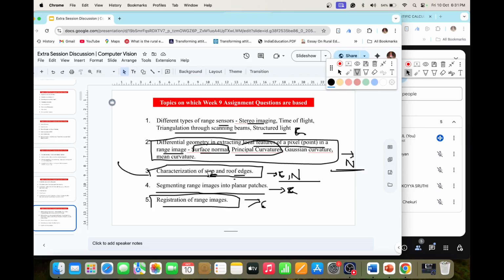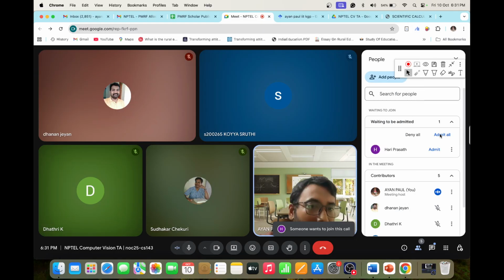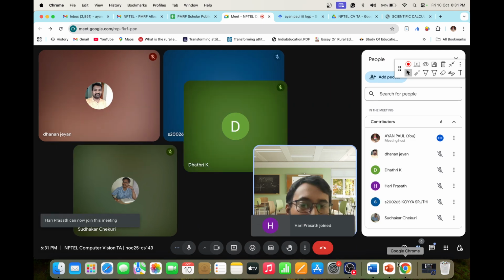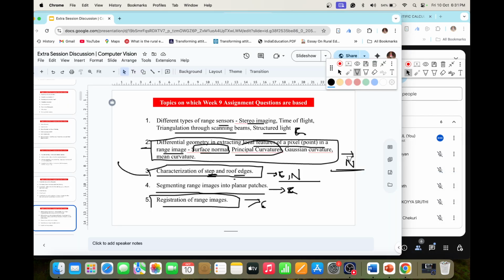One is the characterization of step and roof edges, and the most important is the second: surface normal, principal curvature, Gaussian image, Gaussian curvature and mean curvature. These four are very important, and out of these four, two are most important: Gaussian curvature and mean curvature. From this you can at least expect one numerical. So this is regarding your week 9, that is range image.